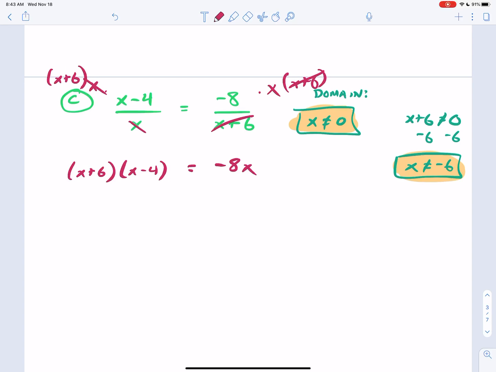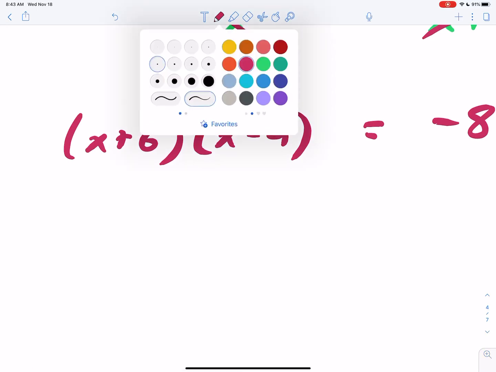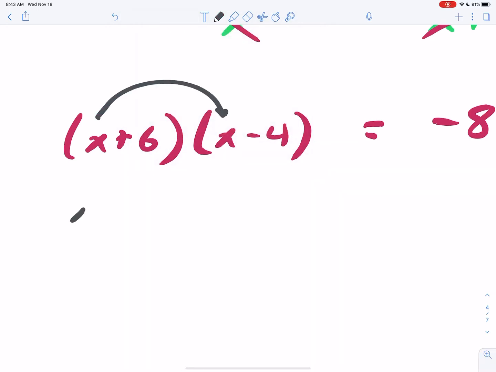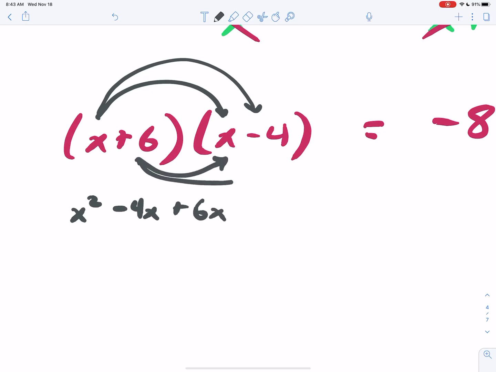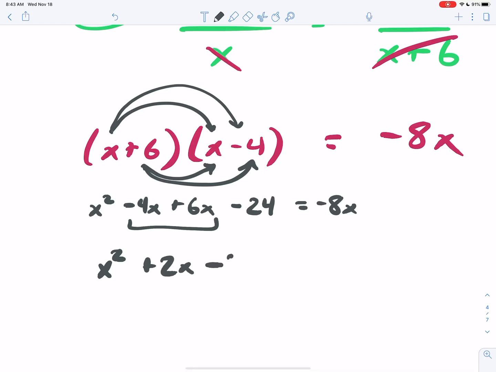Okay, so here I'm going to go ahead and distribute the left-hand side. I should get x squared minus 4x plus 6x minus 24 equal to -8x. Okay. I notice that these two terms can combine. That's going to be positive 2x minus 24 equals -8x.